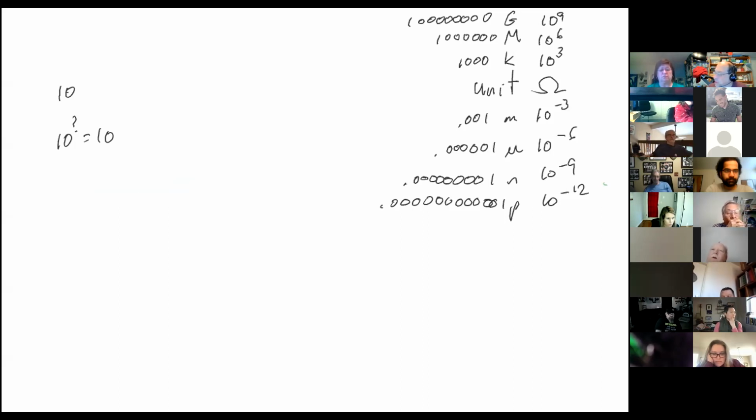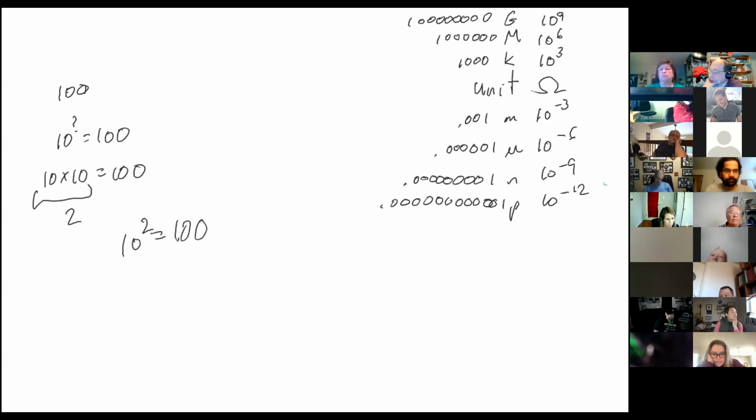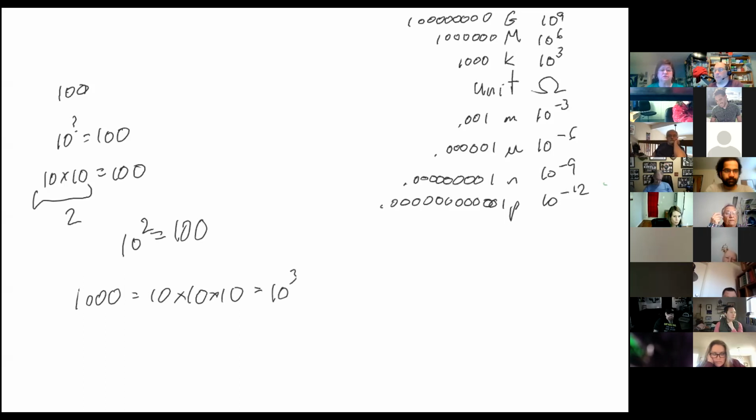How about if I raise this to what power would I have to get to 100? 10 to the what power? 10 times 10 is 100. There are 2 of these. So 10 to the second power is 100. If I were to go with 1,000, that equals 10 times 10 times 10. Everyone agree with that? Yes. 10 to the third power.